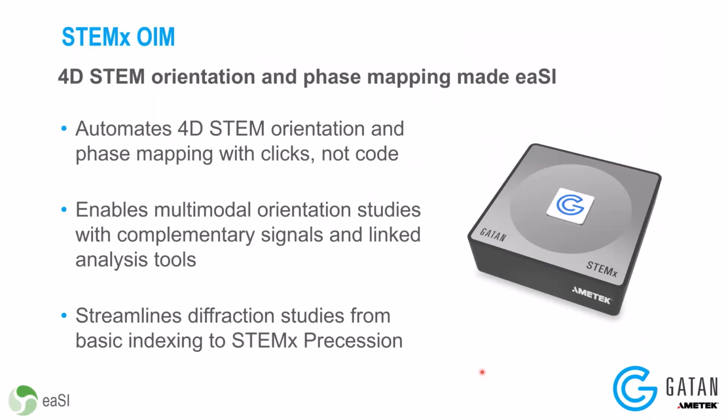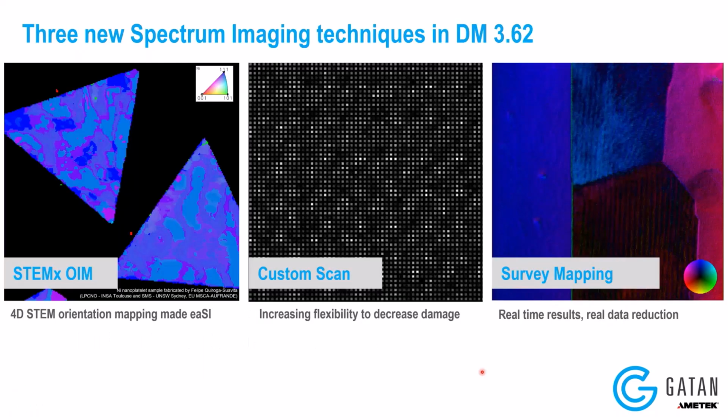So that in general was the capabilities of STEMx OIM and all the new things that we can do for orientation and phase mapping directly within DigitalMicrograph. The thing I'd like to close on is the idea that this is a new feature that was introduced in the newest release of DigitalMicrograph, which is version 3.62. STEMx OIM is one of those features, but as I said at the start, there are 2 other features that were also introduced. One is the ability to do custom scanning, so you can move beyond a raster scan. For example, here we're showing a checkerboard scan.